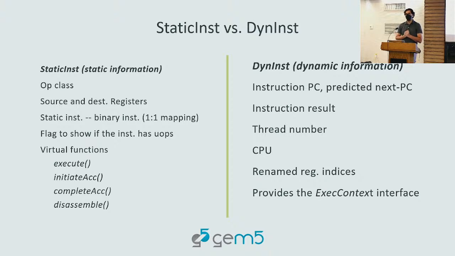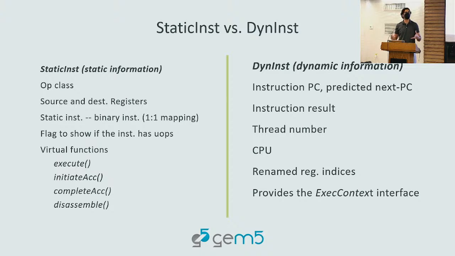A dynamic instruction is mostly used by the more detailed CPU models. You can imagine that the instructions at runtime might have to go through a lot of phases, right? Like in the case of out-of-order CPU models, the instructions might use physical registers, and the static instruction registers might be renamed to some other physical registers. So there are different phases that an instruction has to go through. Basically, the dynamic instruction tries to keep track of all of that.